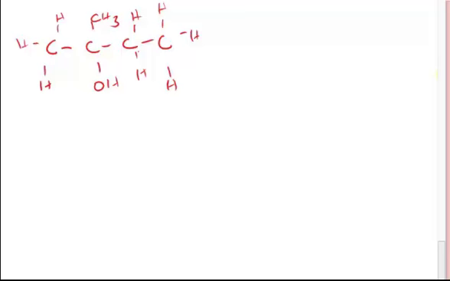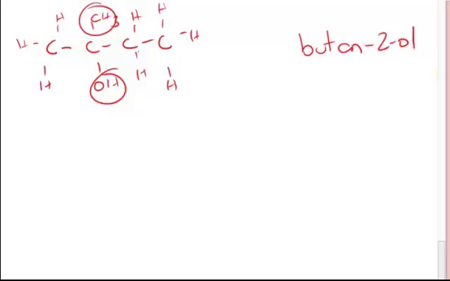Okay, and in this structure we're just putting the OH group and the methyl group on the same carbon, and so that's butan-2-ol. Butan-2-ol. And we've got a methyl group on the second one as well, so that's 2-methylbutan-2-ol.